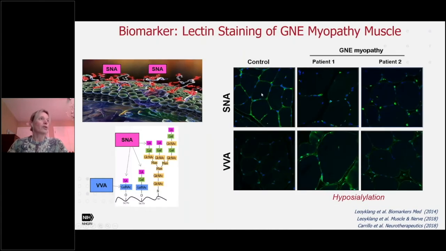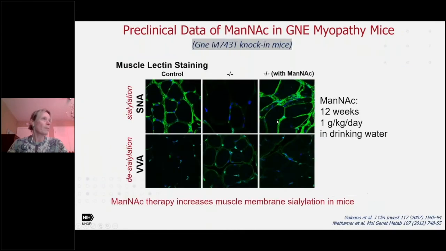The same thing is shown here: the control, good SNA signal, and in the patient's, lesser signal. And here VVA is shown too, which is as good as absent in control muscle, indicating full sialylation, while patients show staining of this VVA, indicating absence of sialic acid. We have published this several times.